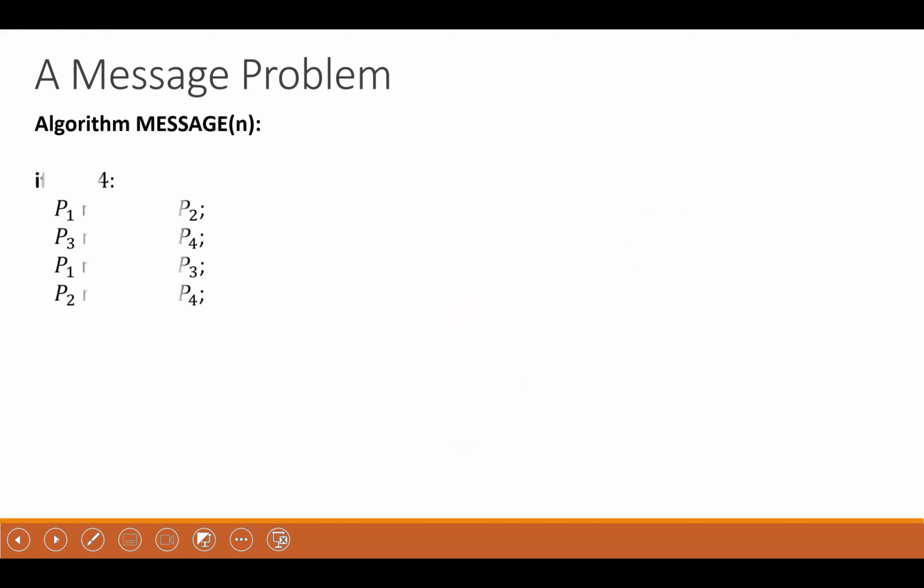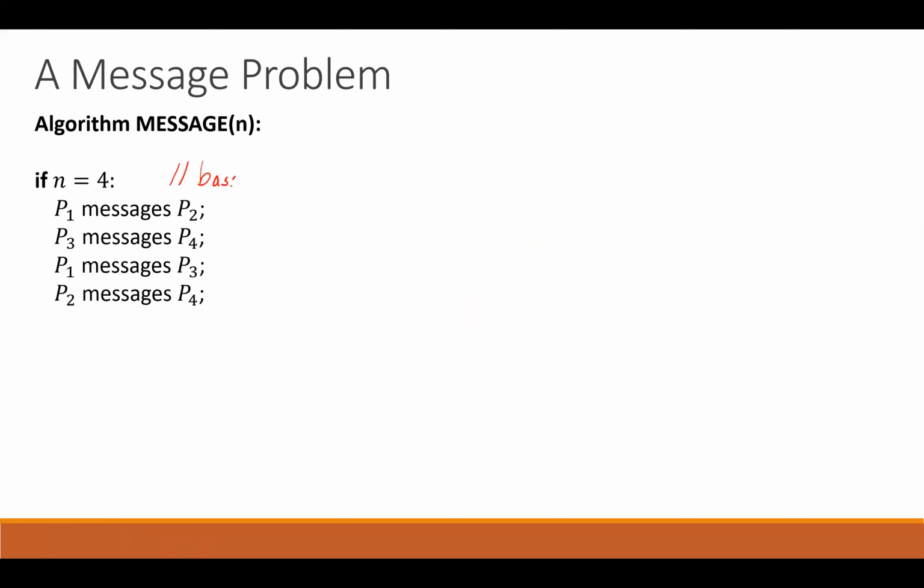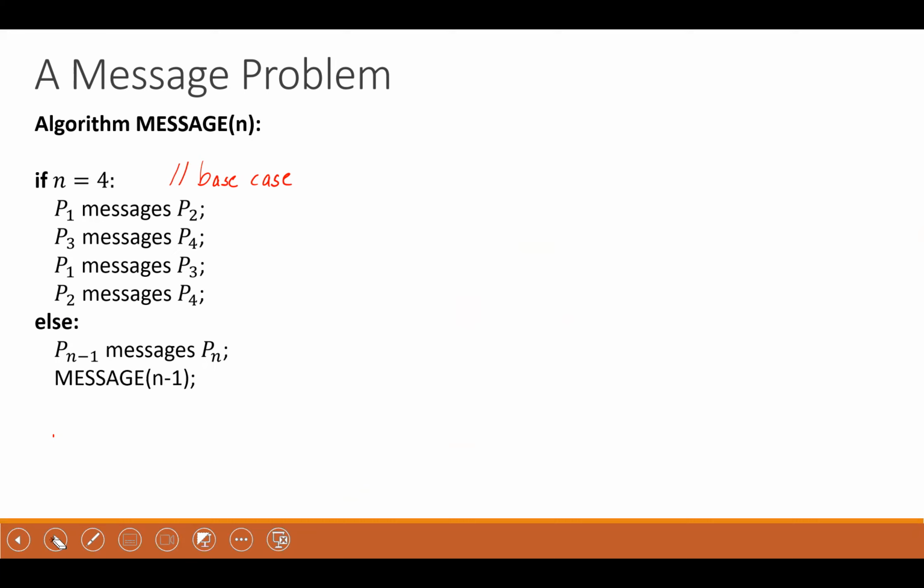Okay, so if we write our algorithm for message, it looks like this. This would be the base case, right? If we have exactly 4 people, then we can solve the problem with this sequence of messages. Otherwise, we have Pn and Pn minus 1 connect to each other, we make a recursive call to the algorithm message on n minus 1 people, and then we have these two talk to each other again. So here's our base case and recursive case.